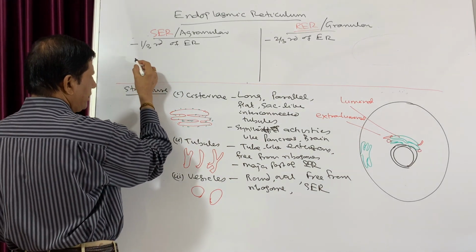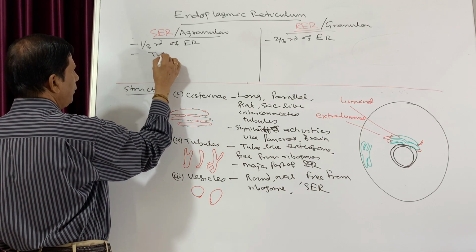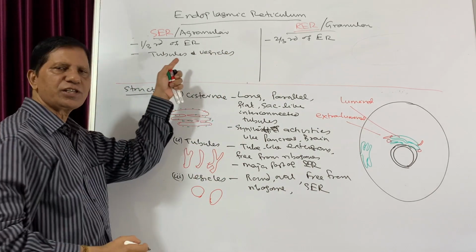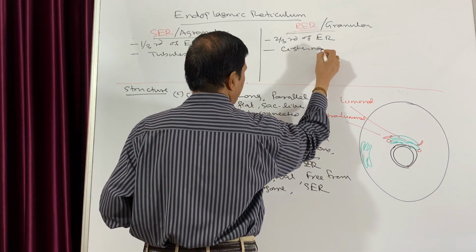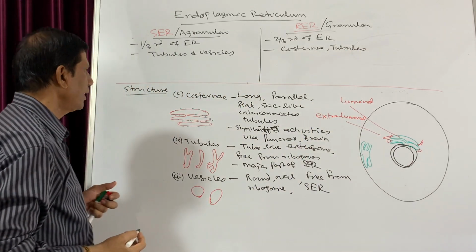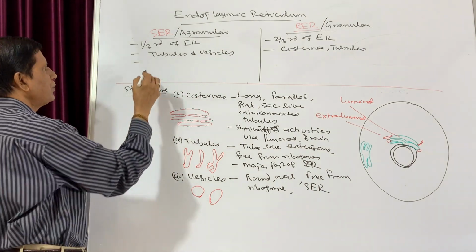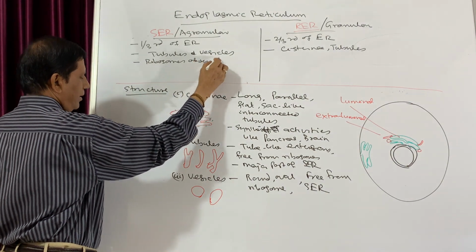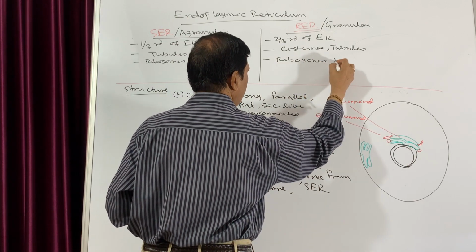Then the second difference is that the smooth endoplasmic reticulum is usually made up of tubules and vesicles. That means here cisternae are absent, but here these are usually made up of cisternae and tubules. Then there is a third difference. Why is it agranular? Because ribosomes are absent. Ribosomes absent, but here ribosomes present.